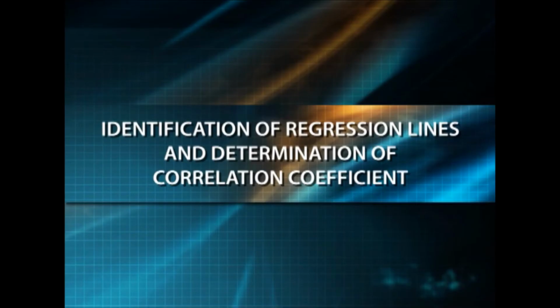Identification of regression lines and determination of correlation coefficient. If we are given a1x plus b1y plus c1 equal to 0 and a2x plus b2y plus c2 equal to 0 as the two regression lines, we need to identify which of them represents regression line y on x and which is regression line x on y. For this, first of all, we assume the first line a1x plus b1y plus c1 equal to 0 is the regression line y on x or regression line x on y. Let us assume the first line is regression line y on x.